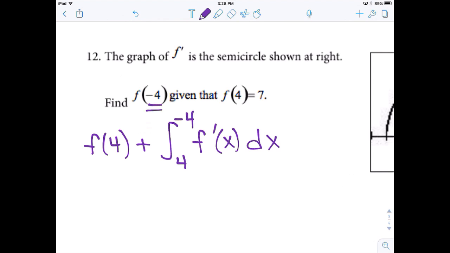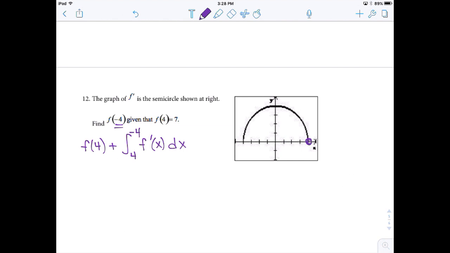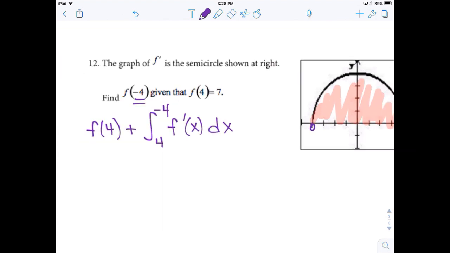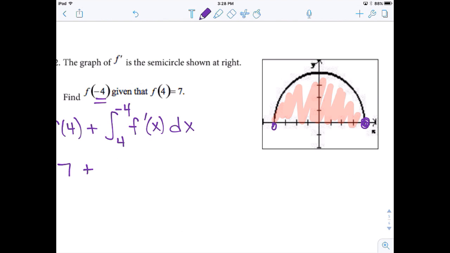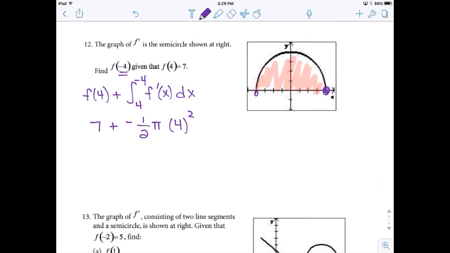I know that integral looks backwards, but that's okay, because think of what's happening. We know the value of f at 4, and we want to go backwards to see what the value was at negative 4. So it makes sense that we would be working backwards here, right? So this is 7, and that integral, well, first of all, we're going right to left, and it's above the x-axis, so this will be negative, and then it's 1/2 pi r squared. That's your area there. So this would be 7 minus 8 pi, and that would be f of negative 4.